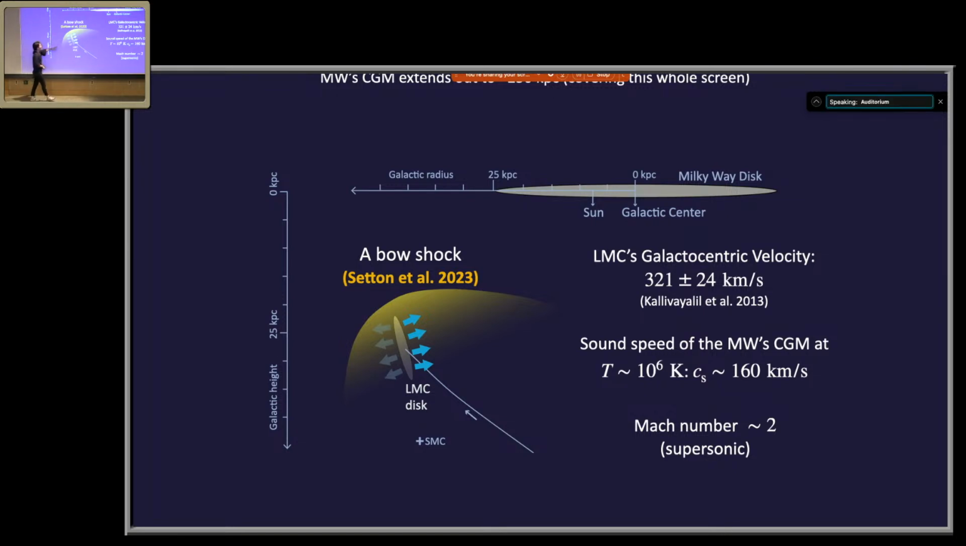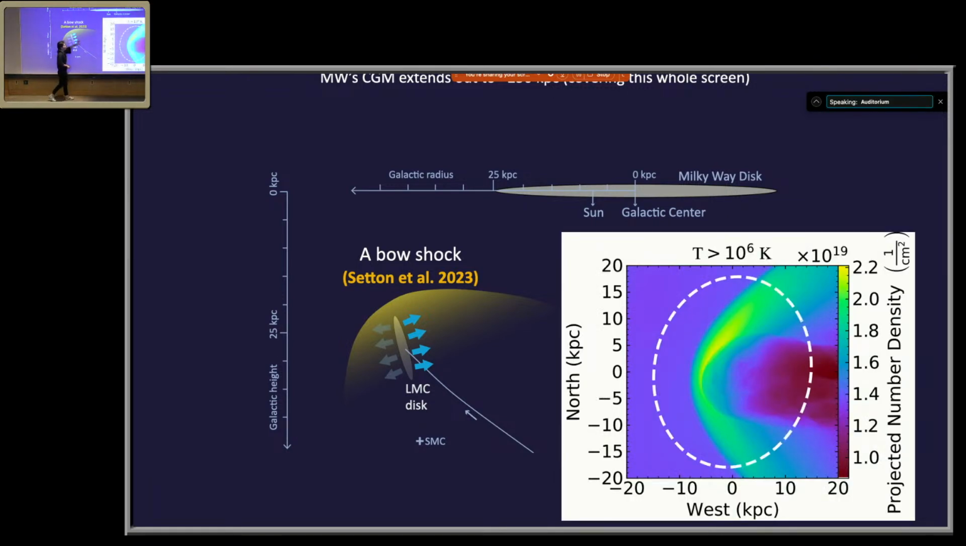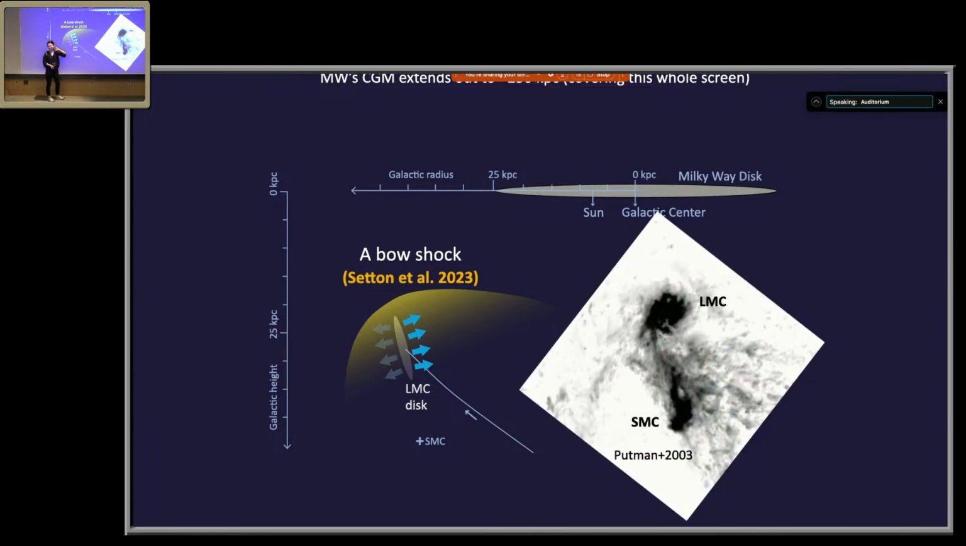So my collaborator and I ran a simulation in which we model how the NMC moves in the Milky Way, and we find that there is this bow shock structure that envelopes the disk of the NMC, which is in the center here. Of course, we have to prove it as an observer. So I think this is something that's quite challenging to prove, but we have some tentative evidence.